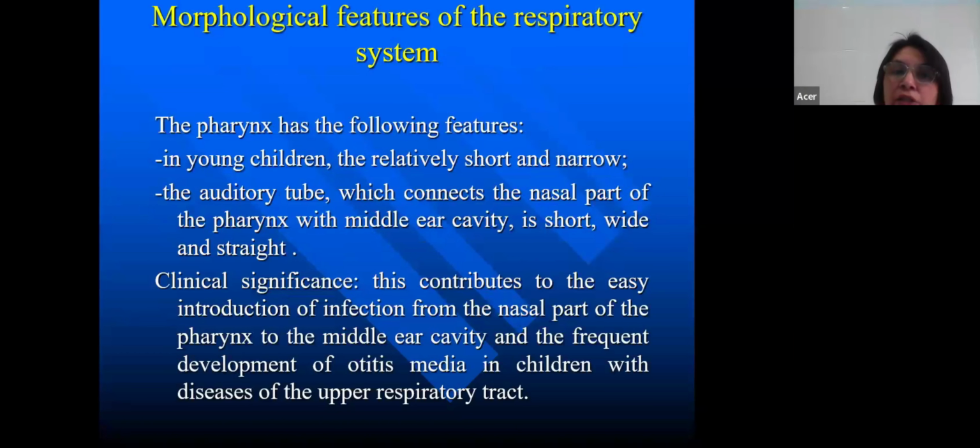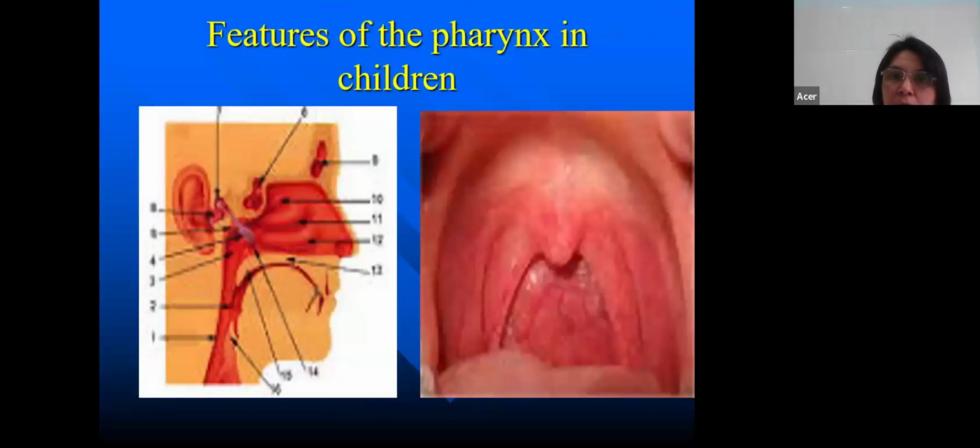Pharynx. In young children, the pharynx is relatively short and narrow. The auditory tube, which connects the nasal part of the pharynx with the middle ear cavity, is short, wide, and straight. Clinical significance of this feature: it leads to easy introduction of infection from the nasal part of the pharynx to the middle ear cavity and frequent cases of otitis in children. On this picture, you can see the pharynx in children.